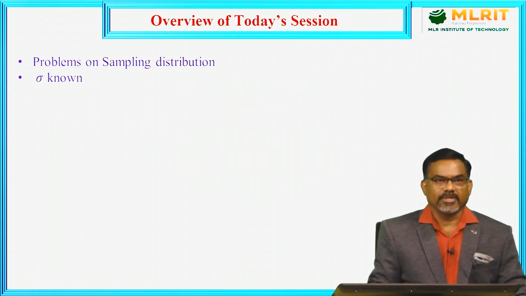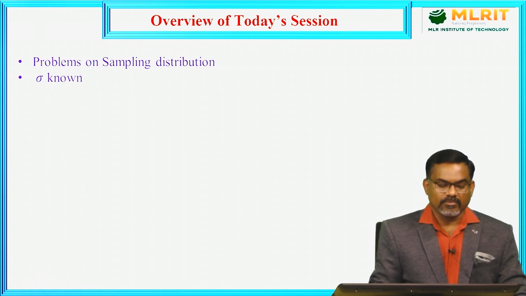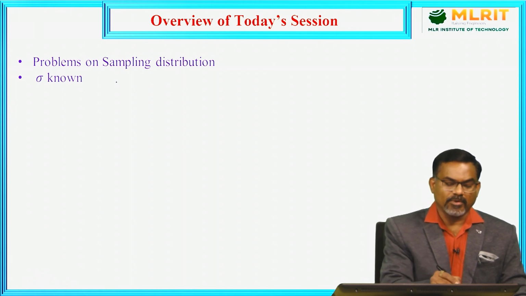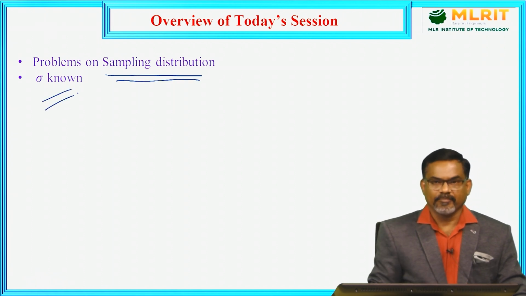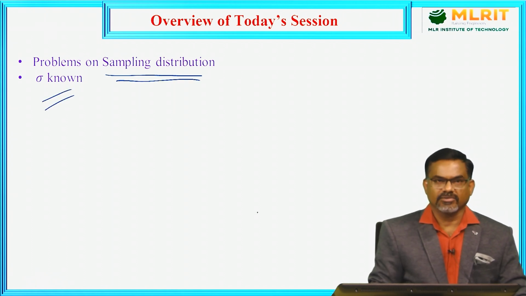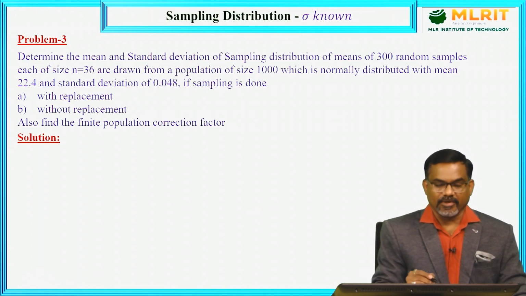Overview of today's presentation. Today we are going to solve some problems on the sampling distribution when sigma is known. In the previous session also we have solved some problems on the same, and I would like to continue the same today also. Now problem number 3.